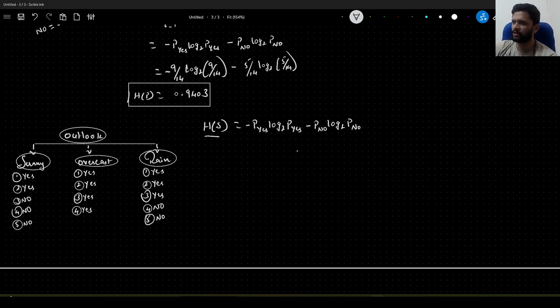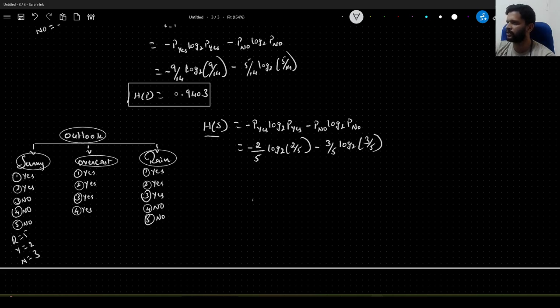So for this particular sunny outlook, how many records are there? We have 5 records. So total records is 5, yes is 2, no is 3. So we will plug in these values here. Probability of yes for this sunny is, how many yes do we have? 2 out of 5 records. So it will be minus 2 by 5 log to the base 2 of 2 by 5. Okay. And for no, it will be 3 by 5 log to the base 2 of 3 by 5. Okay. So if you work this out, you will get the entropy as 0.971. So this is the entropy for the data set at sunny.